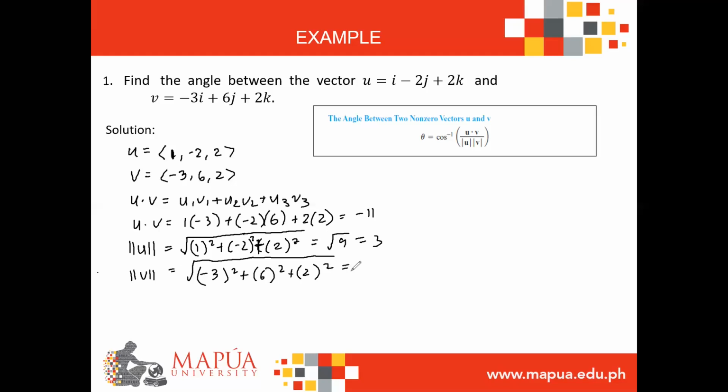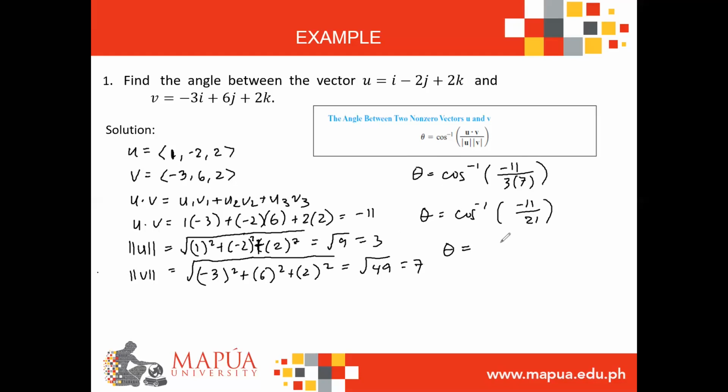And this gives us 9 plus 36, that's 45, plus 4, that's 49. Square root of 49 is also 7. So with that, we can now compute for the angle theta, which is now inverse cosine of the dot product. We have it as negative 11 all over the product of the magnitudes. That's 3 times 7. So theta equals inverse cosine of negative 11 all over 21.